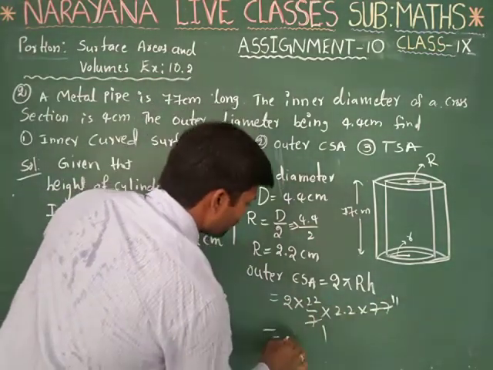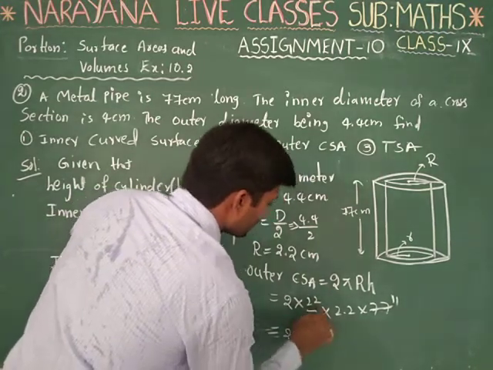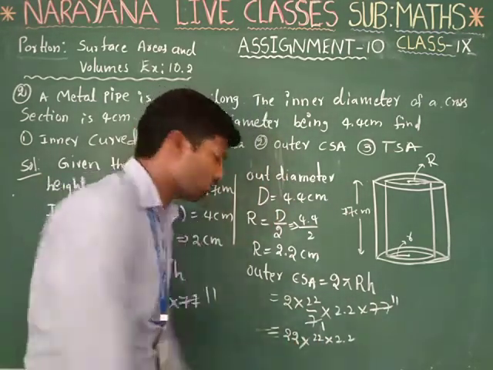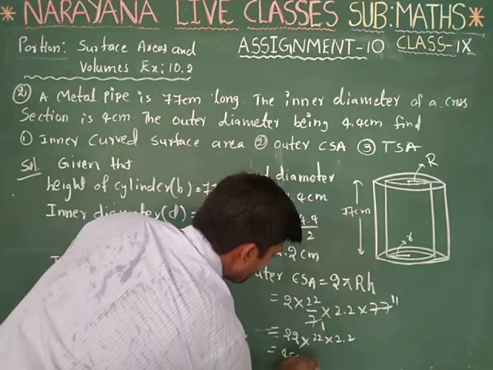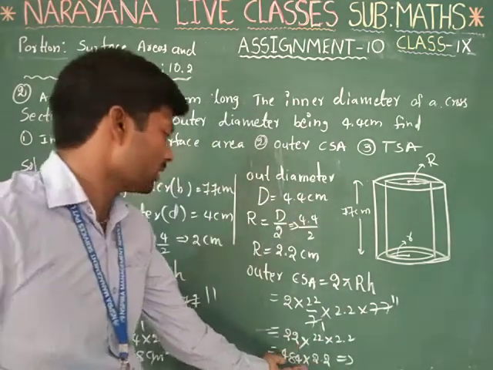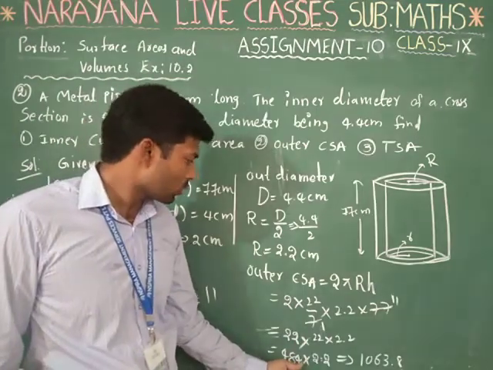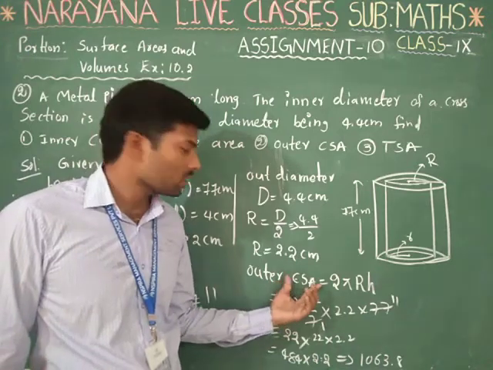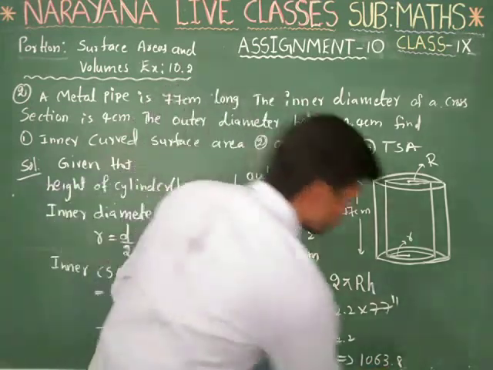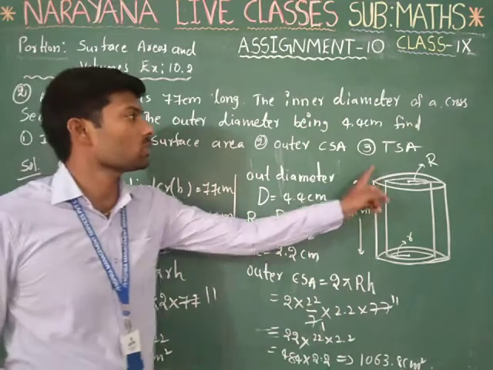So 11 times 22. Here it is 22 into 2.2. 22 into 22 will become 484. 484 into 2.2, what is the product of this? It will become nearly 1000. So the total outer curved surface area of the cylinder will become 1063.8 square centimeters. Likewise, we can find the next one, the total surface area.